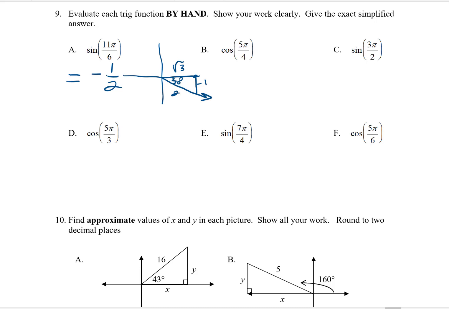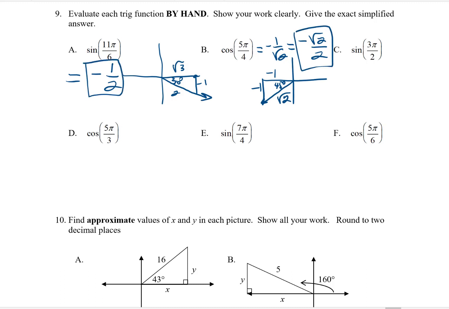Opposite over hypotenuse. Cosine 5 pi over 4. Let's see, that's a 45-degree reference angle here in the third quadrant. So I can form up my triangle. Both of these ones would be negative in the third quadrant. And the cosine ratio would be negative 1 over root 2. And I know when I rationalize that, I'm going to get negative root 2 over 2.